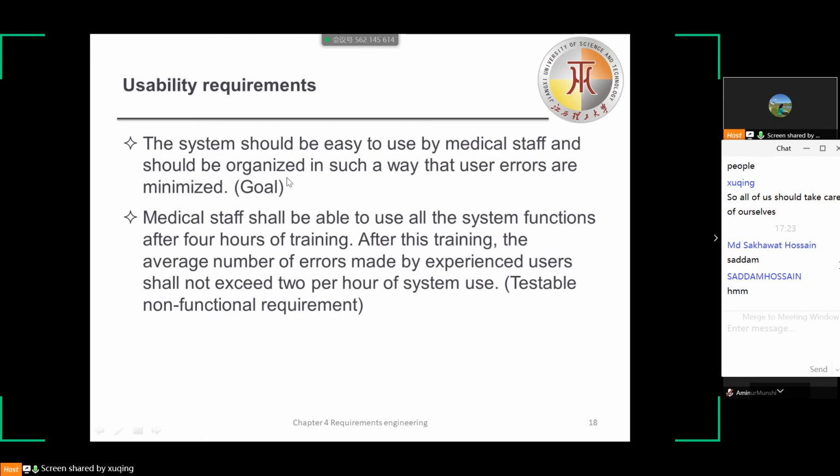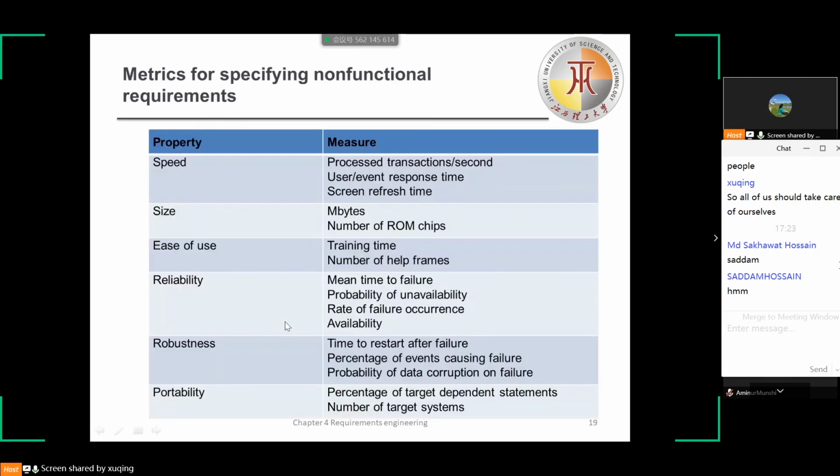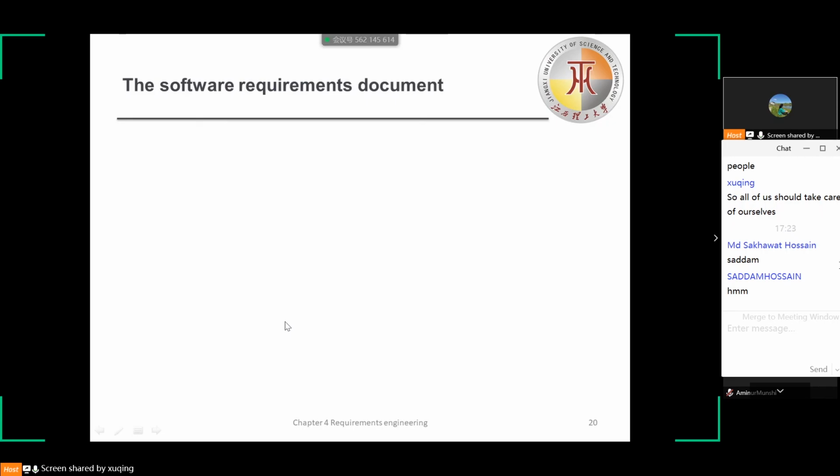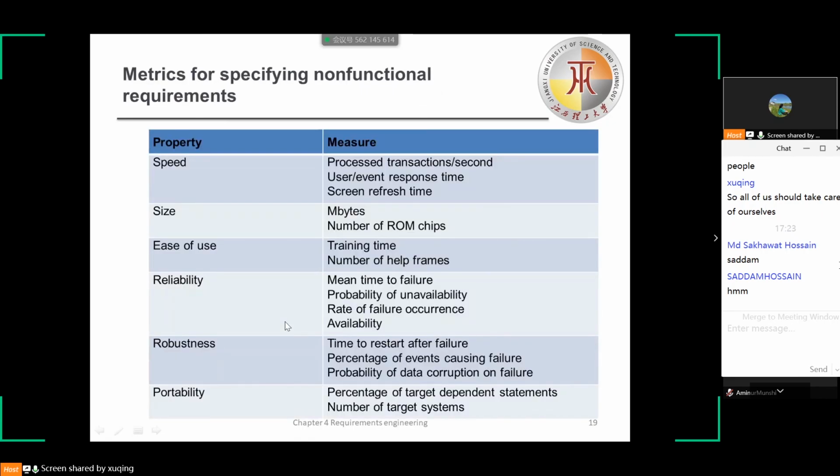You see here we have changed this general goal into something that we can test. So we call it a testable non-functional requirement. In fact, whenever possible, we should write non-functional requirements quantitatively so that we can objectively test these requirements. Here, this figure shows metrics that we can use to specify non-functional system properties. And we can measure these characteristics. We can measure this when the system is being tested to check whether or not the system has met its requirements.